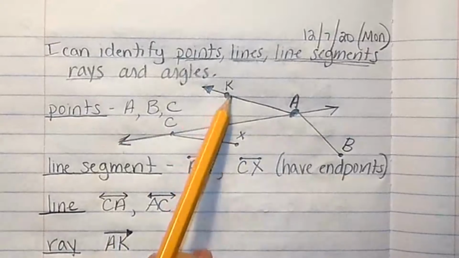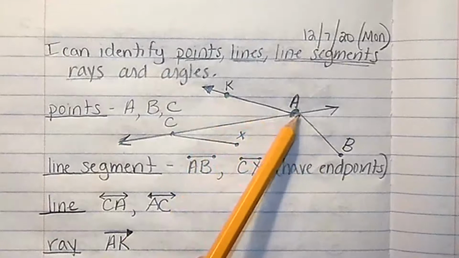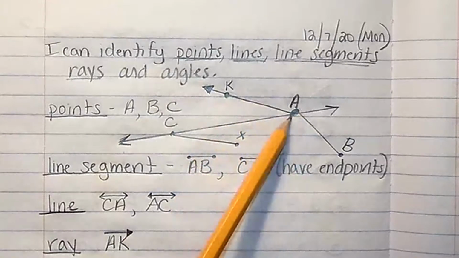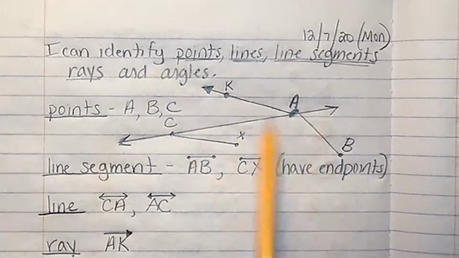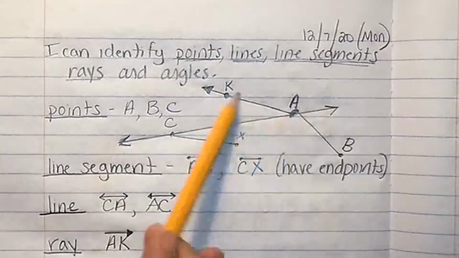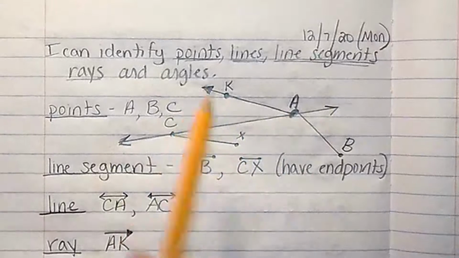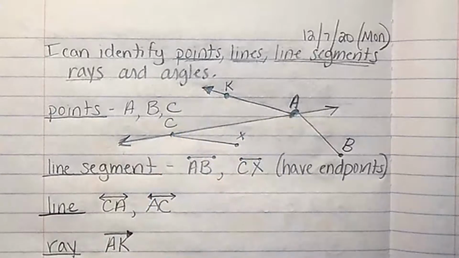Could I call this KA with the arrow over here? No, because there's no arrow by the A. This is a line that's on a whole different area. We're just looking at this little segment right here. This is a line segment, and with that little end, it makes it a ray. So this is a ray.